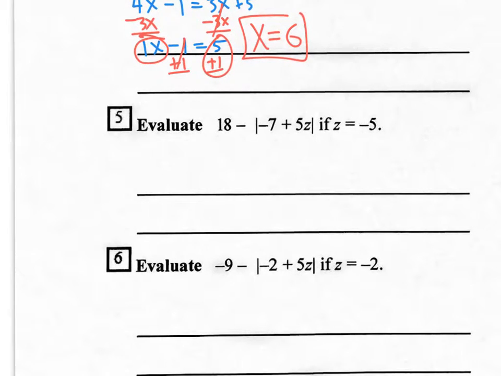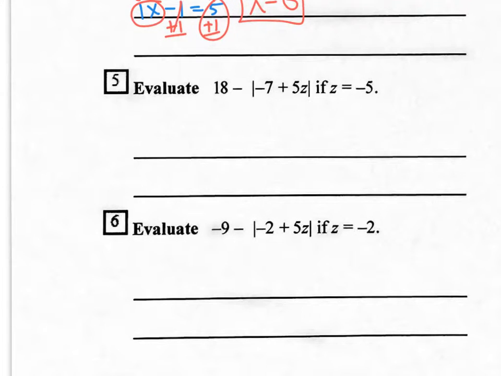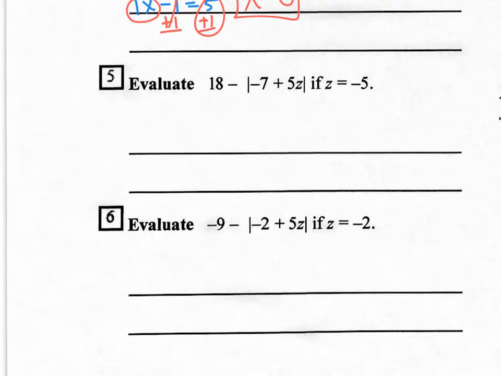Number 5 is not that fun. All you do is plug in the value of negative 5 right in there and then do the math. This one also, plug in negative 2, do the math. Does anybody need to see any of those? No? We're good? Okay.